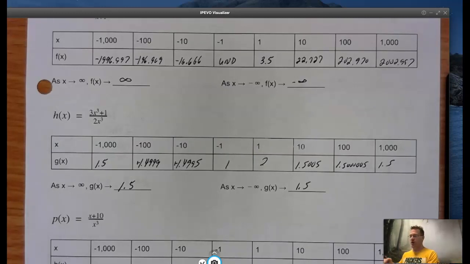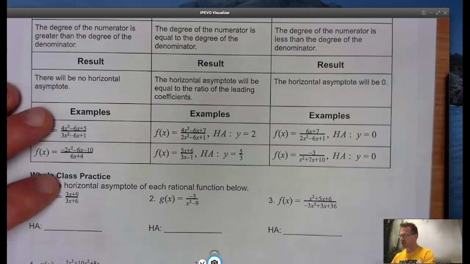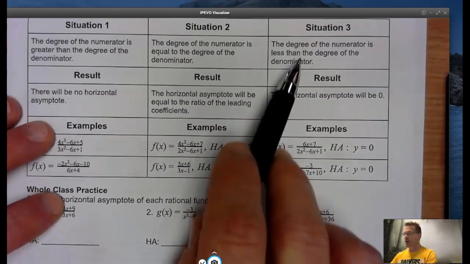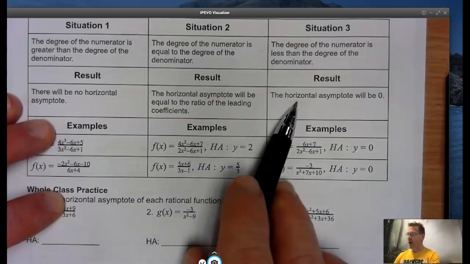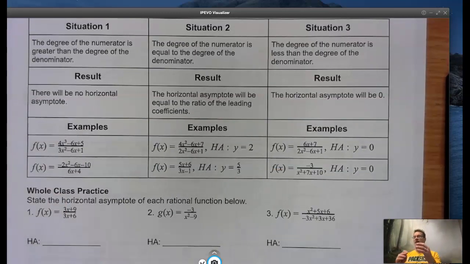All right, now the third situation here is that the degree of the numerator is less than the degree of the denominator. When this happens, the horizontal asymptote will be 0. All right, and this should make sense if we think about fractions.